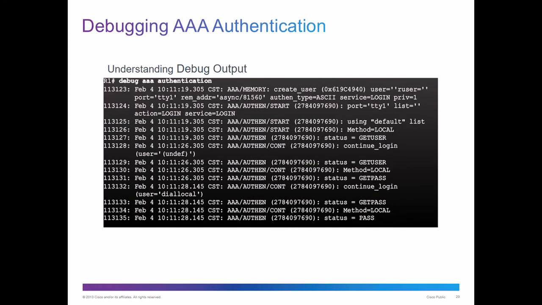So here is a typical debug AAA authentication, and it gives you information. For example, the action is trying to log in, and so on. It will take you step by step. And this way, this person has passed already. As you can see, the status has passed, so the authentication is all good. If you see the word fail down here, then you know the authentication has failed, and that's why that user had no access or was not authorized.